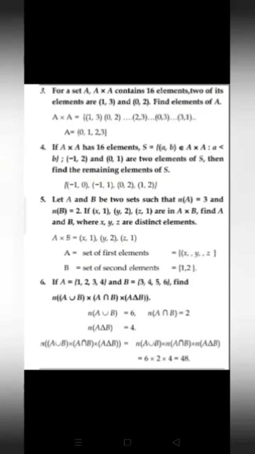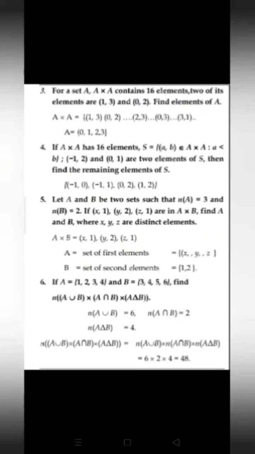So here 2 elements are given, right? So you are going to find the remaining 14 elements, but here one condition is given. That condition is that a is always less than b. Our first element is always less than the second element. So our remaining elements are (-1, 0), (-1, 1), (0, 2), (1, 2), right? Do you understand, students? You have already done this in your CW note. Yes. So I just recalled.